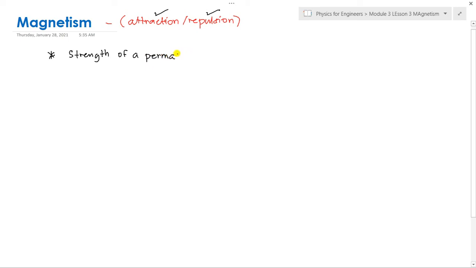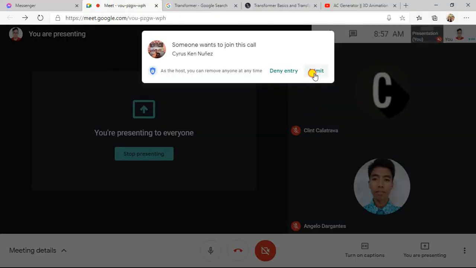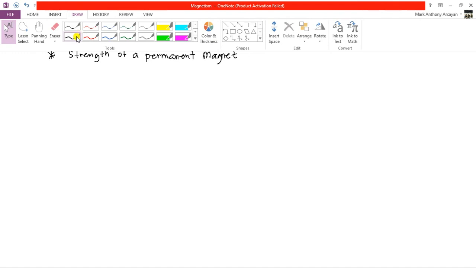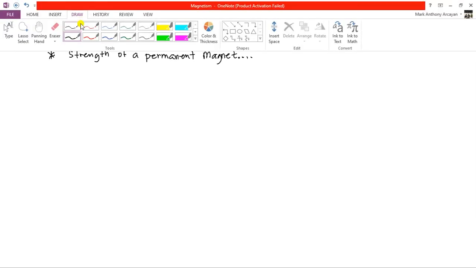We will start with the permanent magnets. A permanent magnet can be artificial or natural. Natural magnets are lodestone or magnetite. Permanent magnets can also be artificial, like steel magnets and bar magnets. In quantifying the strength of a permanent magnet, we have 3 parameters involved. The first one is the intensity of magnetization.